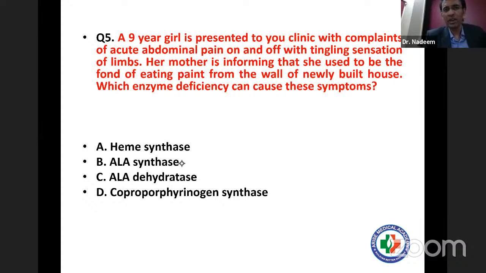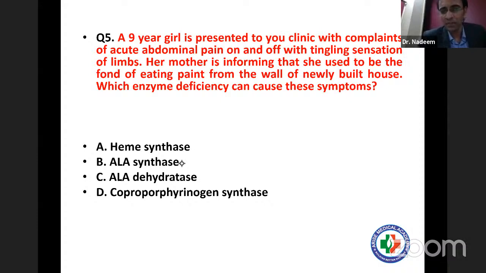Next question. A 9-year-old girl is presented to your clinic with complaints of acute abdominal pain, on and off, with a tingling sensation of the limbs. Her mother informs that she used to be fond of eating paint from the wall of a newly built house. Which enzyme deficiency can cause these symptoms?